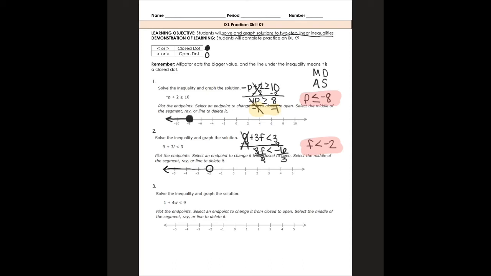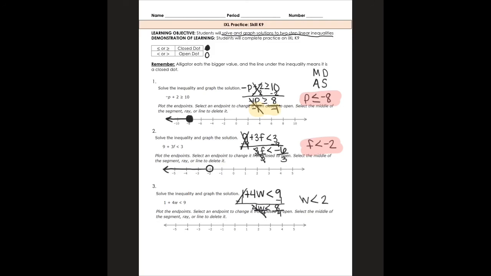And our last one, 1 plus 4w is less than 9. So I'm looking at the side that has the variable, and I need to get rid of the addition first, this plus 1. So the opposite of plus 1 is minus 1. That gives me 4w is less than 9 minus 1 is 8. And divide both sides by 4. Gives me w is less than 2.